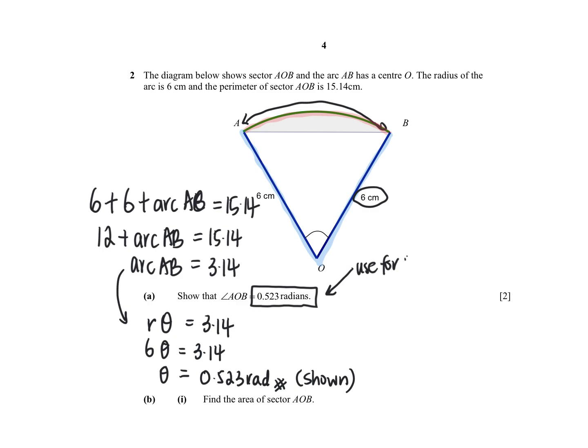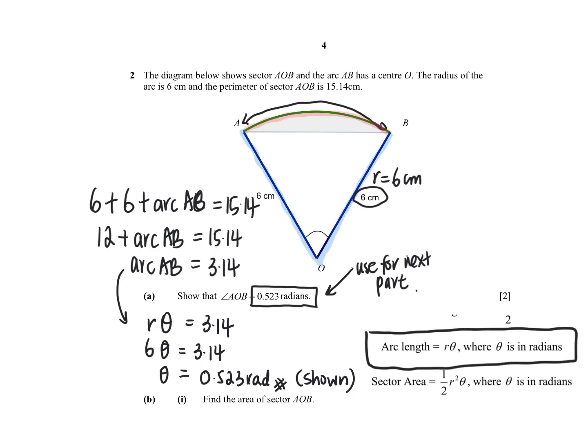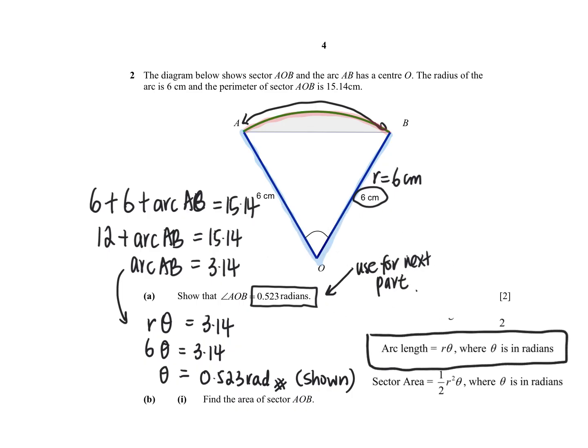So don't skip the question. You can still use this for the next part, because radius is 6. Okay, so make use of the formula on the first page. If you never memorize, I copy over here. Remember, this formula is on the first page. Please make use of it. If you forget, use these two formulas.